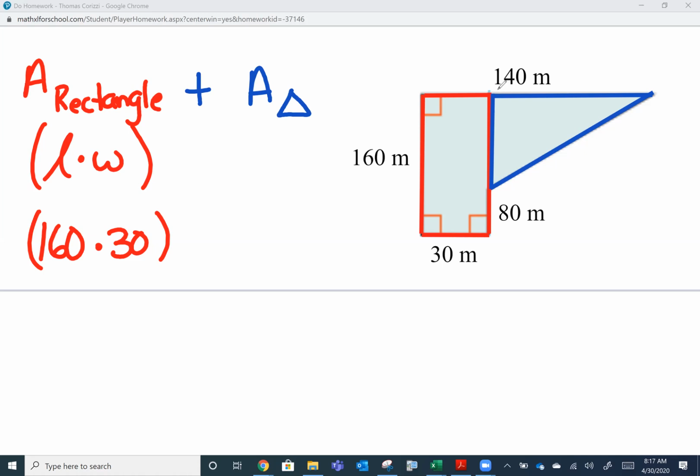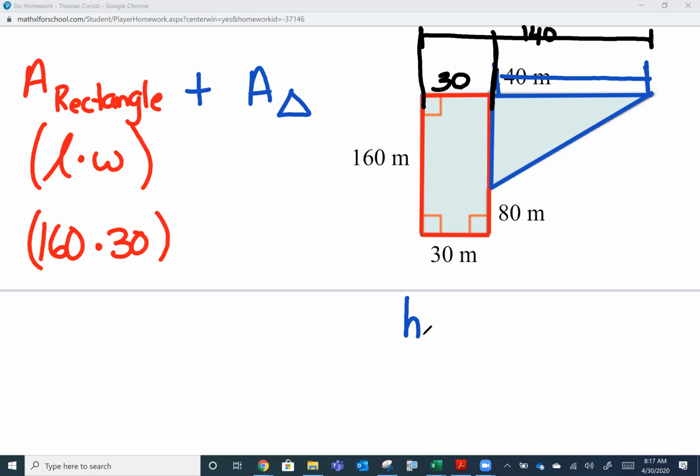So now this blue part of the triangle is not 140. I need to find this, which is the height. And what they gave me is that this distance from here to here is 140. So what I have to do is break this down. So I know that from here to here, if I look across my rectangle, is 30. So this height of the triangle, so my height, h, is going to be 140 minus that 30 piece, which is going to be 110.